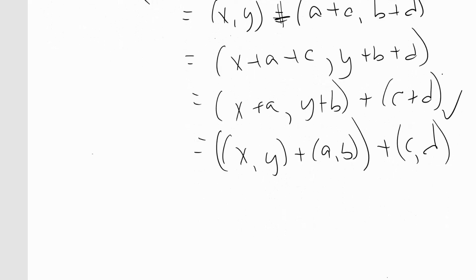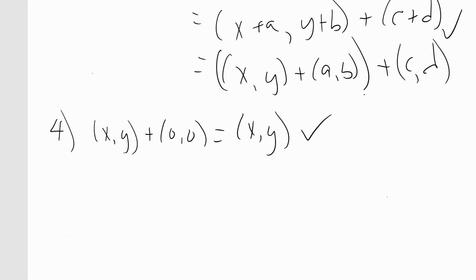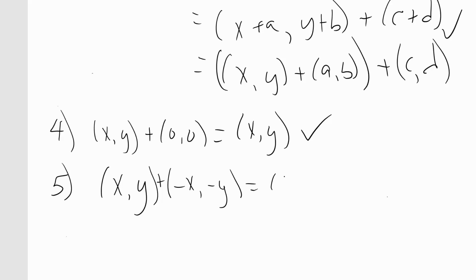Rules 4 and 5, or properties 4 and 5, are pretty quick and easy. Number 4 says there has to be a 0 vector such that when I add it, I get the original. So if I take (x, y) and add that to (0, 0), I'm going to get my original (x, y), which is true. So that's good. Number 5 says there has to be an additive inverse, meaning I'm going to add the opposite. So (x, y) plus (negative x, negative y) is going to give me (0, 0). And that's good.